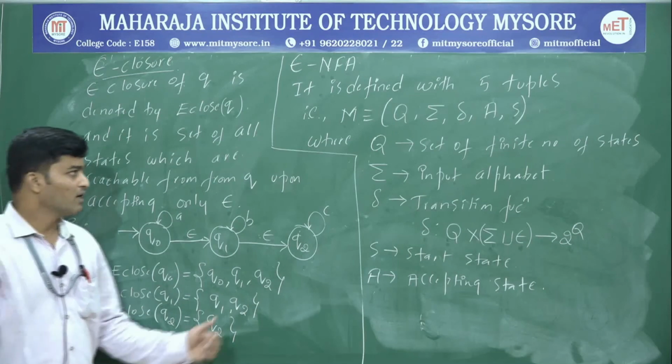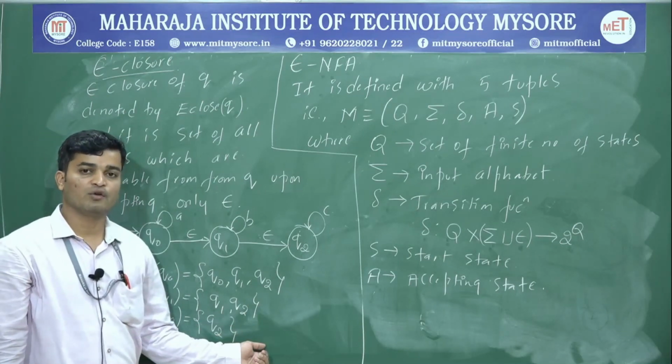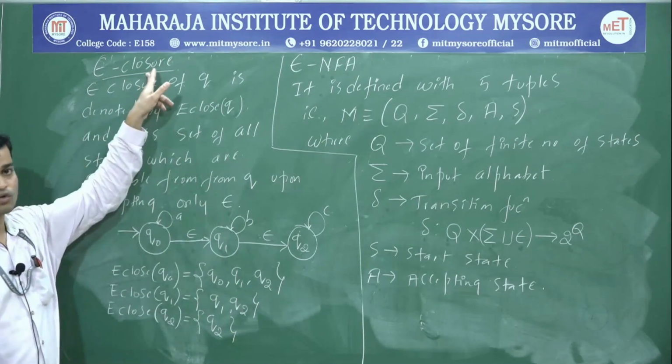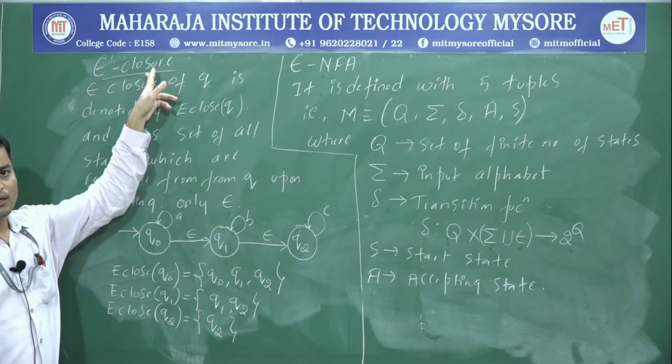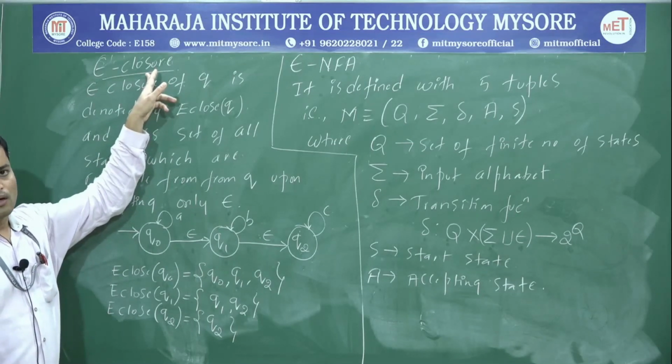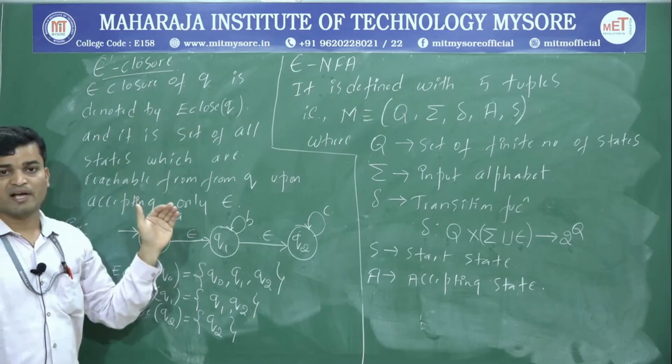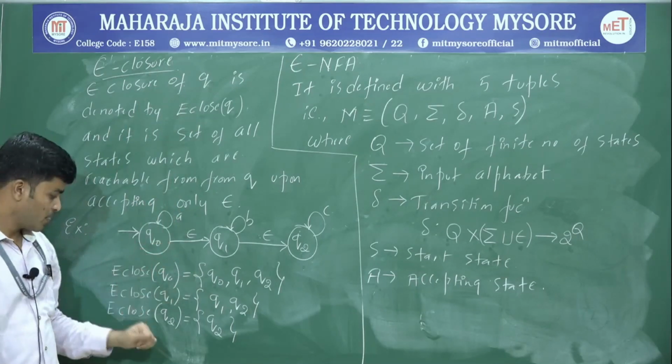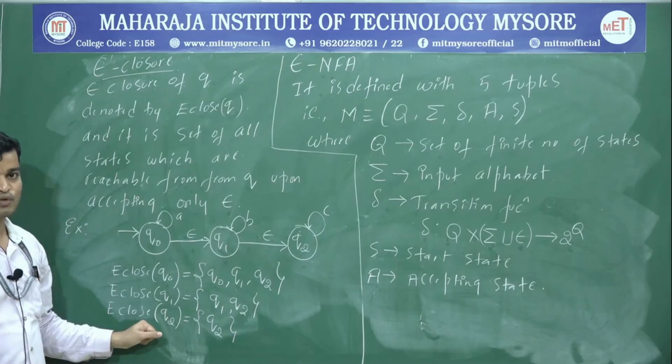While converting epsilon NFA to DFA, we are going to use a property, and that property is called the epsilon closure property. What that property says is the states you can reach only by accepting epsilon. That is epsilon closure.